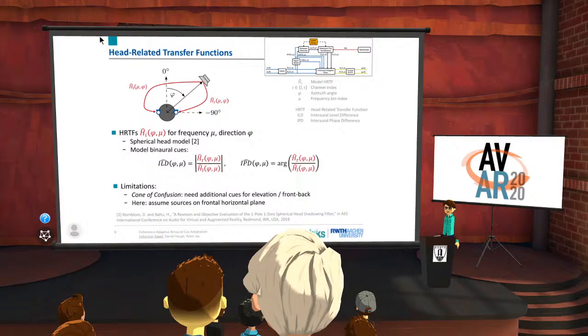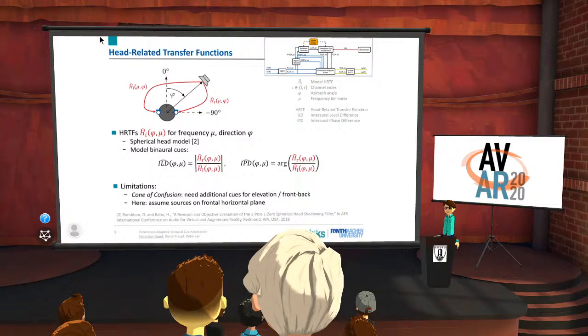First, we'll have a look at the head-related transfer functions. So we have HRTFs for different directions. And here we use a spherical head model. So this means we're using an analytic model, not actually measured HRTFs here. And we can define interaural level differences and interaural phase differences for the different directions by taking the relative transfer function between these HRTFs and then the magnitude as the level difference and the phase as the phase difference.